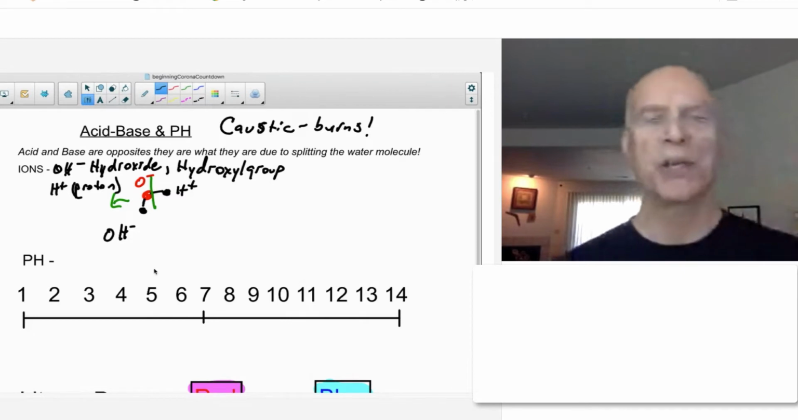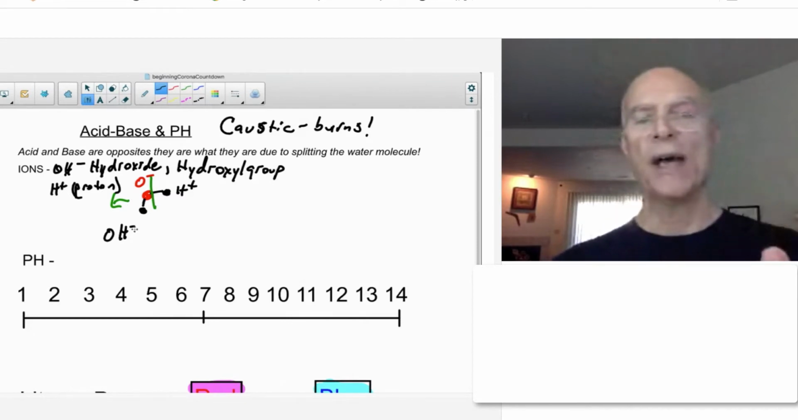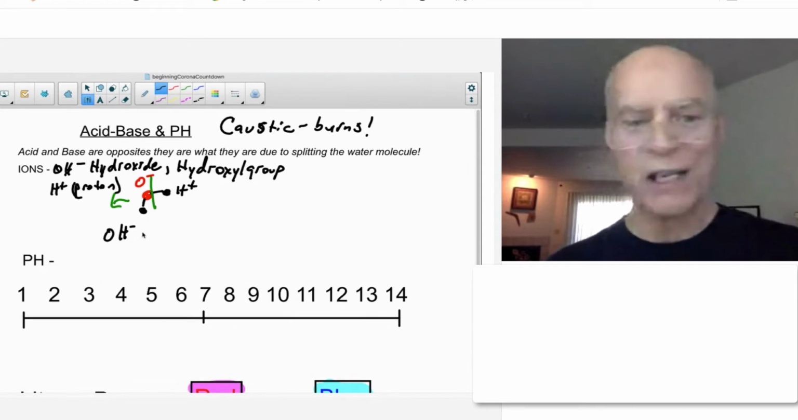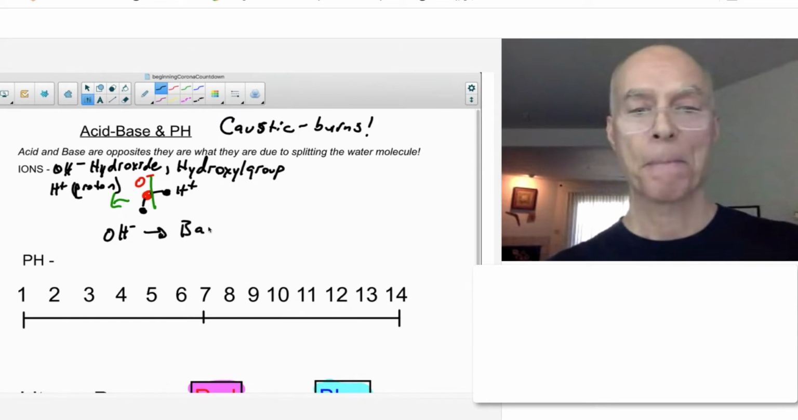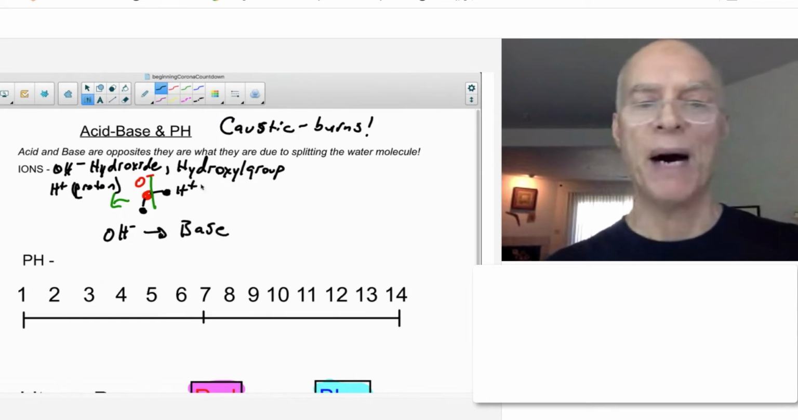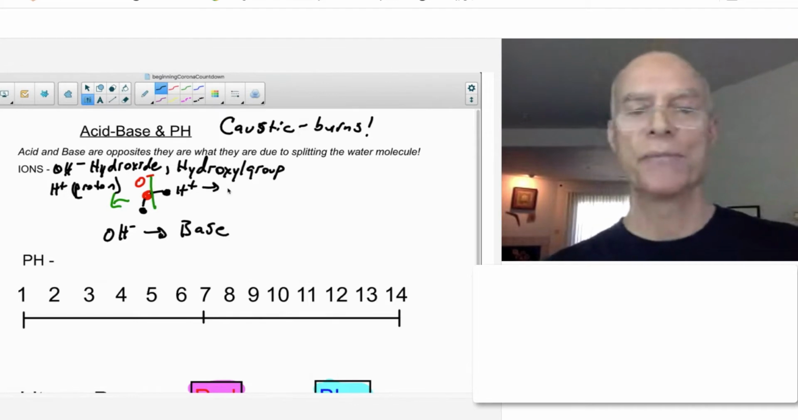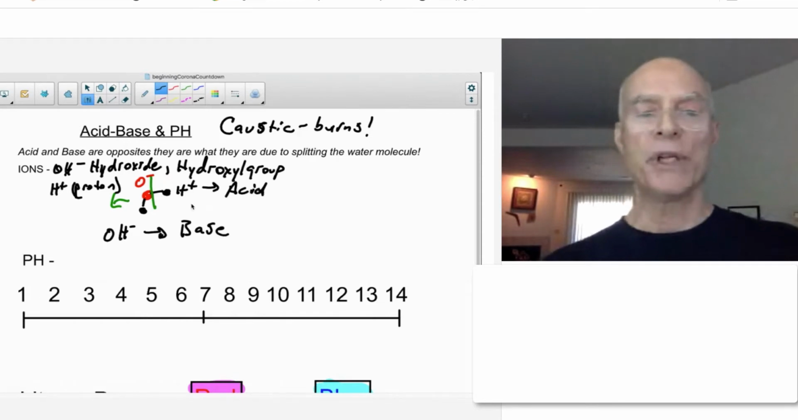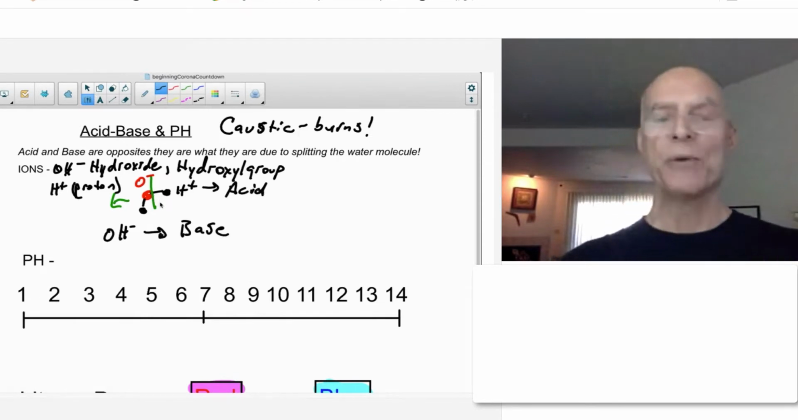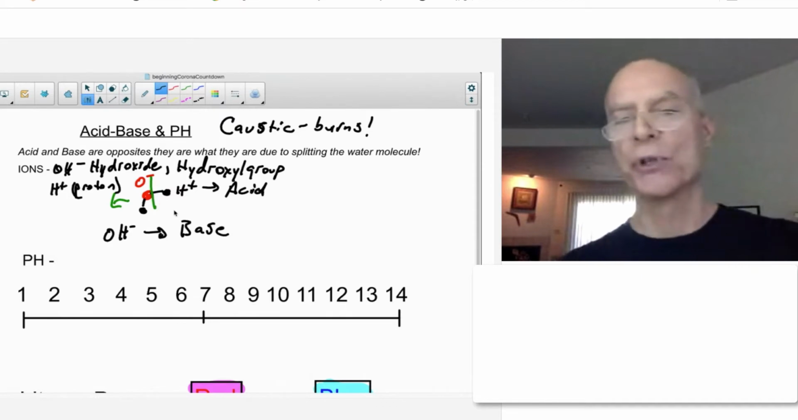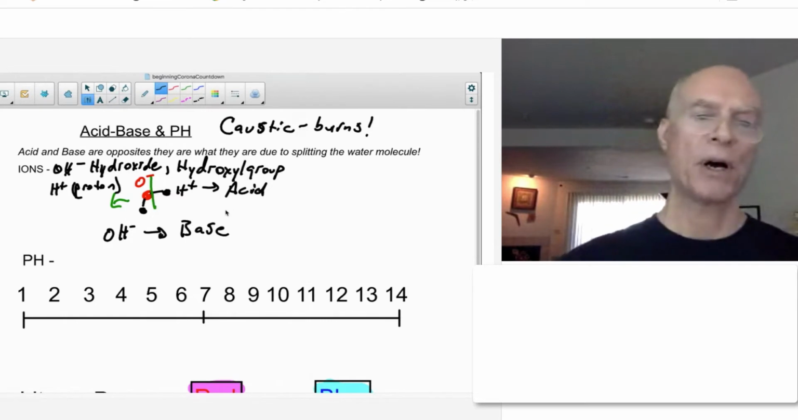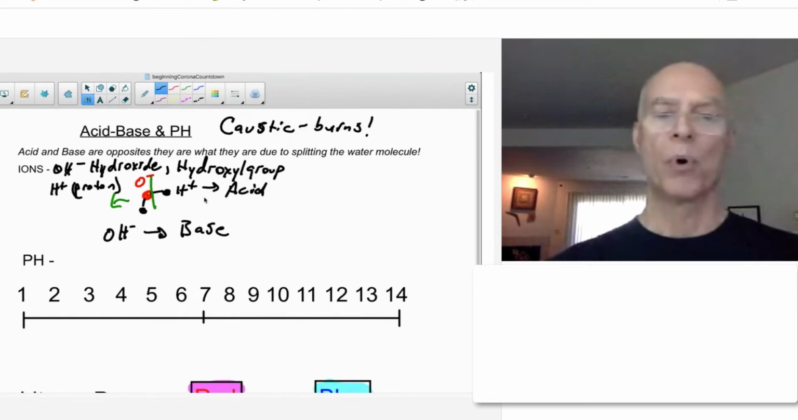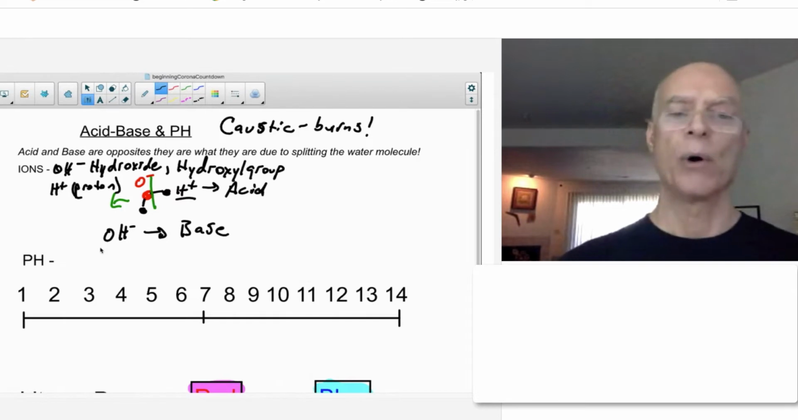Now, why did I just go all through that? Because if you have more OH minuses in any solution, then it's a base. If you have more H pluses in any solution than you have OH minuses, then you have an acid. So when you break the water molecule into the two halves, you have whatever your solution is, acid or base. That's really what acid and base are. So more H pluses, acid; more OH minuses, base.